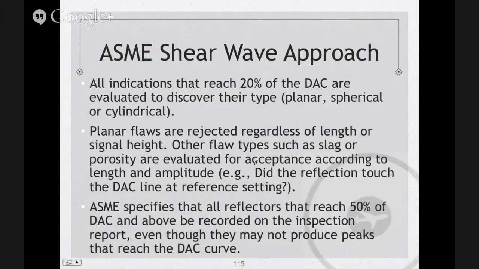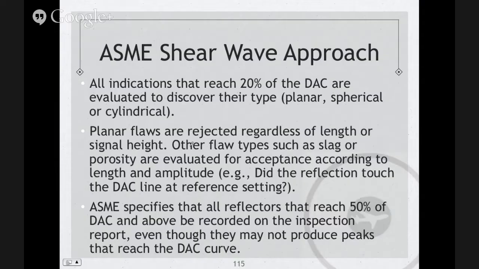All indications that reach 20% of the DAC curve are evaluated to discover their type: if it's cylindrical, planar, or spherical. Planar flaws are rejected regardless of the length or signal height. Other flaws such as slag or porosity are evaluated for acceptance according to length and amplitude. Did the reflection touch the DAC line at the reference setting? ASME specifies that all reflectors that reach 50% of the DAC curve and above be recorded on the inspection report, even though they may not produce peaks that reach the DAC curve.